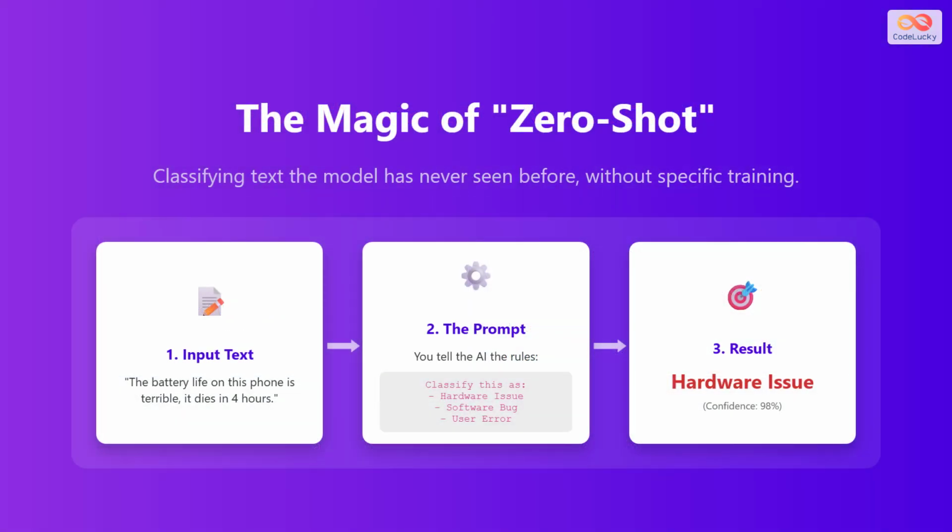This leads us to a concept called zero-shot classification. This means the AI can classify text into categories it has never been explicitly trained on. You simply give it the text, provide a list of possible categories in plain English, and the model uses its general knowledge to pick the best fit with high confidence.